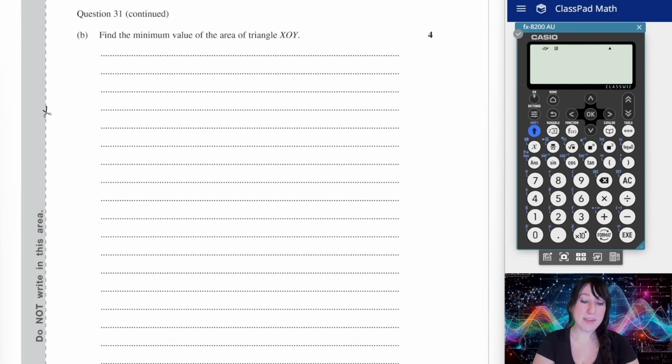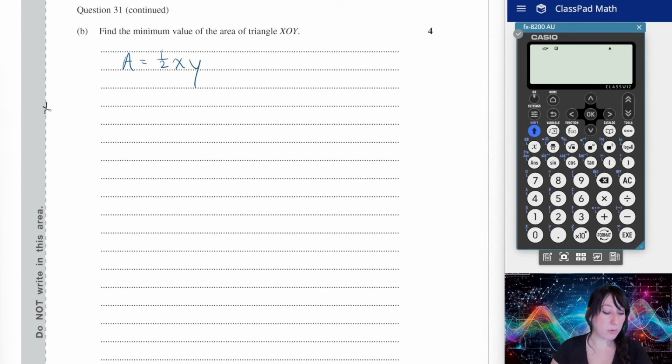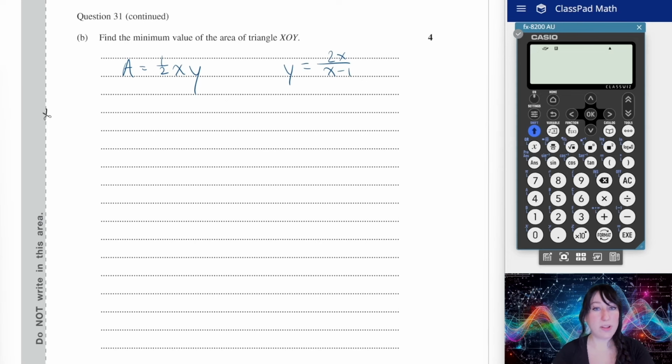Part B, find the minimum value of the area of the triangle XOY. So let's first set up the area of the triangle. 1/2 base times height. You can see from the diagram that the base is x and the height is y. And we want to minimize it, which means we'll need a derivative. However, we have two variables. Now in part A, we found an expression for y in terms of x. That will allow us to replace y in the formula for the area in terms of x, which will allow us to then do a derivative and find a minimum.